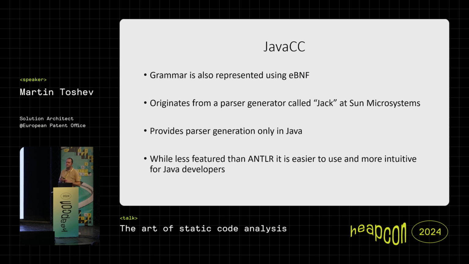It has fewer features than ANTLR. It is easier to use and more intuitive for Java developers because in the grammar itself that we define, we can also put some additional Java logic. So you can think that in JavaCC, the grammar is some kind of a mixture of Java source code and the grammar rule definitions.